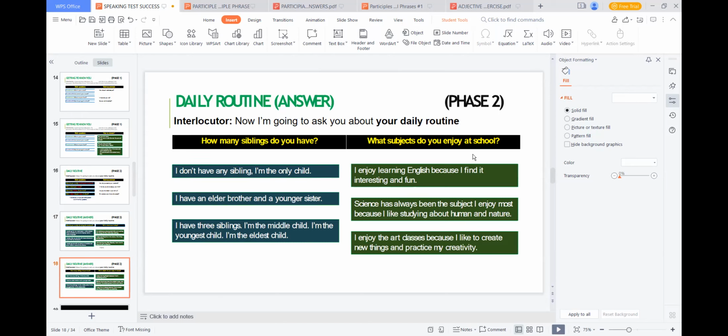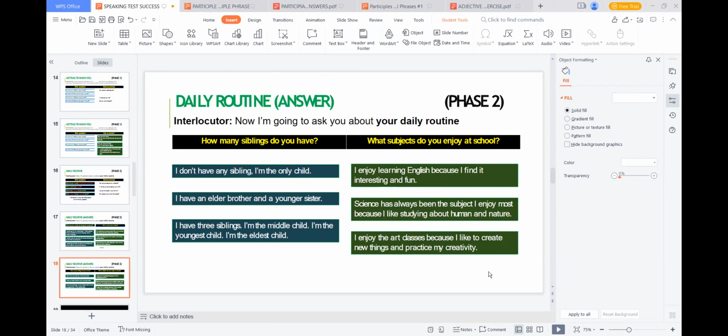And then, what subjects do you enjoy at school? I enjoy learning English because I find it interesting and fun. Science has always been the subject I enjoy most because I like studying about humans and nature. I enjoy the art classes because I like to create new things and practice my creativity. Okay, great. Okay, moving on here.